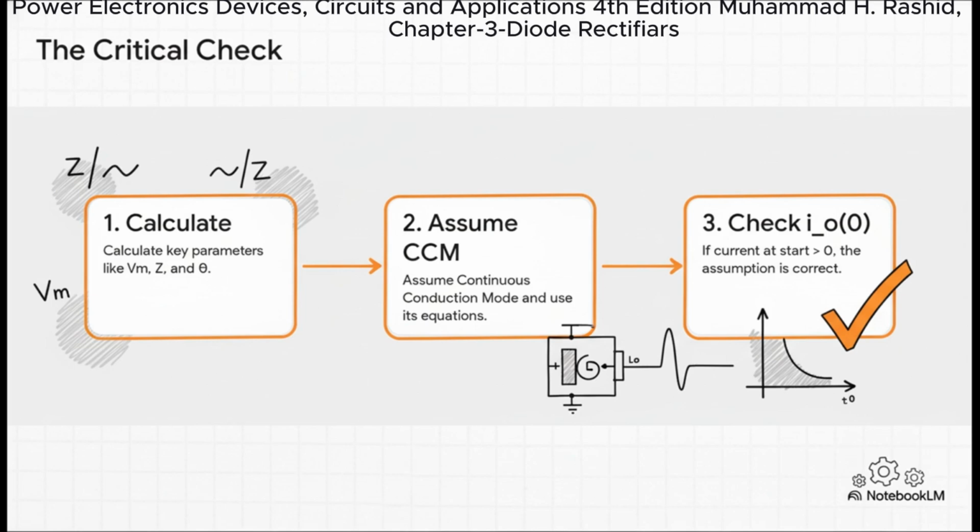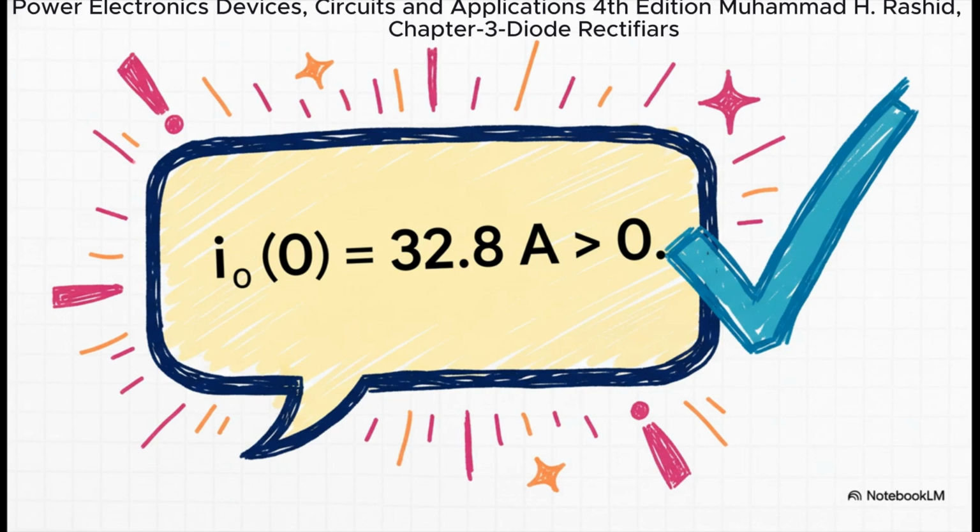Then we use the continuous mode equations to calculate the current right at the beginning of the cycle. And if that number comes out positive, boom, that means our assumption was right all along. After running the numbers, we find that the initial current is 32.8 amps. Since that is definitely greater than 0, our assumption was correct. The circuit is in fact operating in continuous conduction mode. So now we can proceed with confidence using the right set of tools for the job.